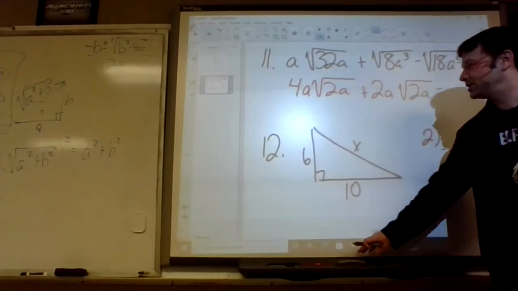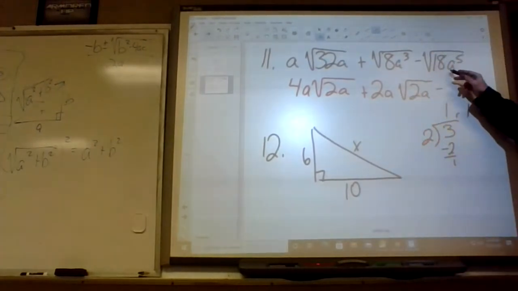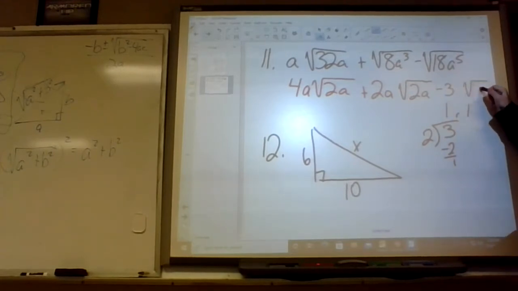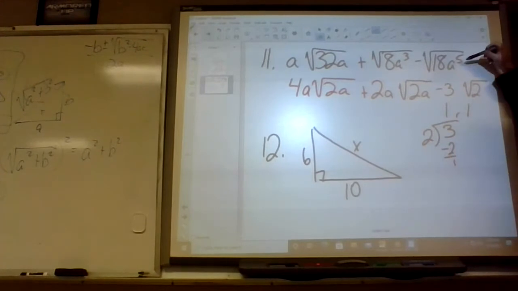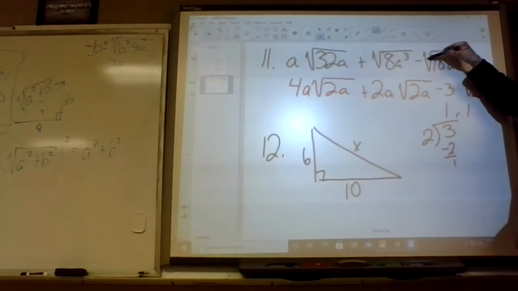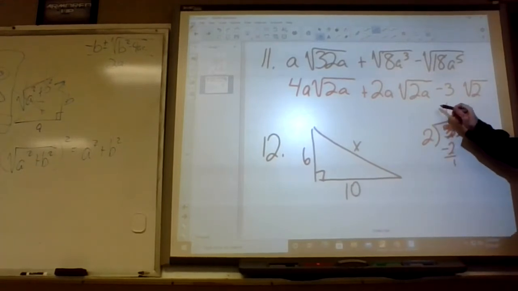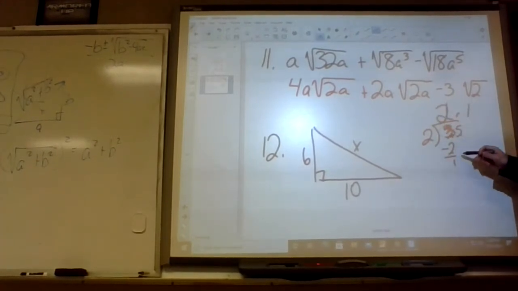If you plug in square root of 18, it's 9 times 2, so it'll be 3 square root of 2. How about a to the 5th, though? You have 2 a's on the outside and 1 a. Right, we do 5 divided by 2. So it's kind of like this. 2 goes into 5 twice with the remainder of 1.